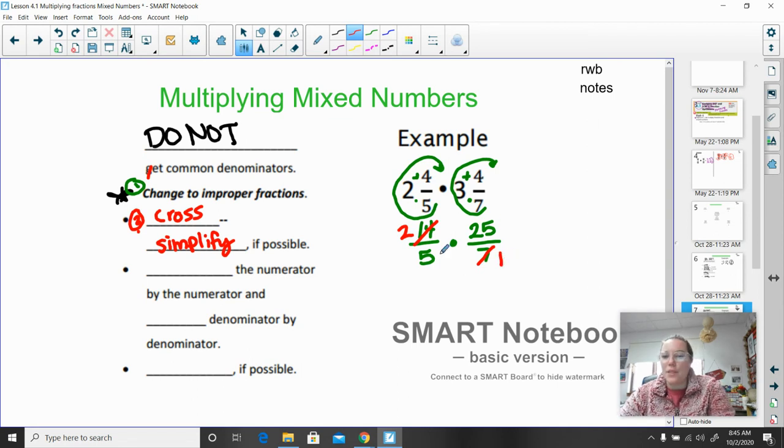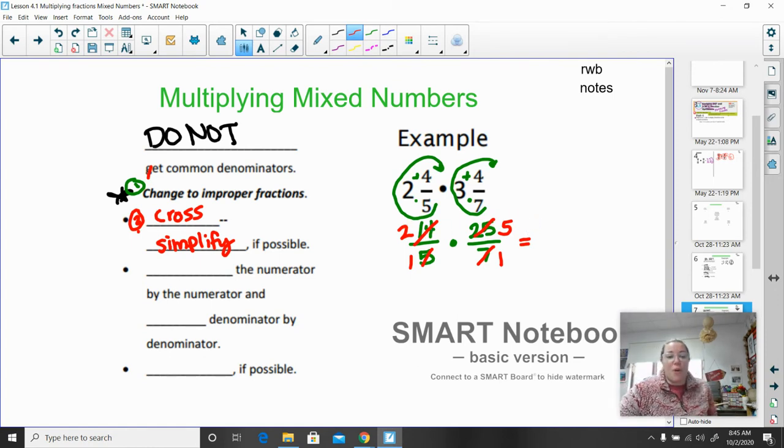Now I look the opposite way, 5 and 25. I know that 5 can go into 5 and into 25. So 5 divided by 5 is 1. 25 divided by 5 is 5. Now this makes my multiplication so much easier. I'd much rather do 2 times 5 than 14 times 25.